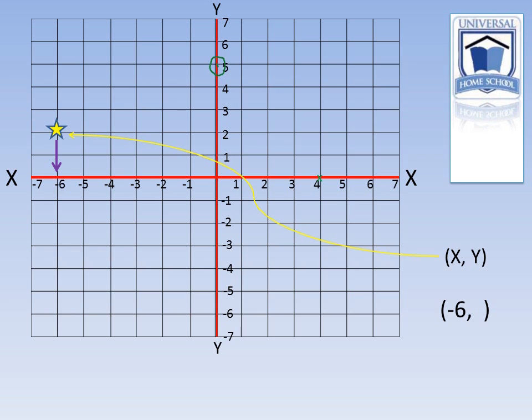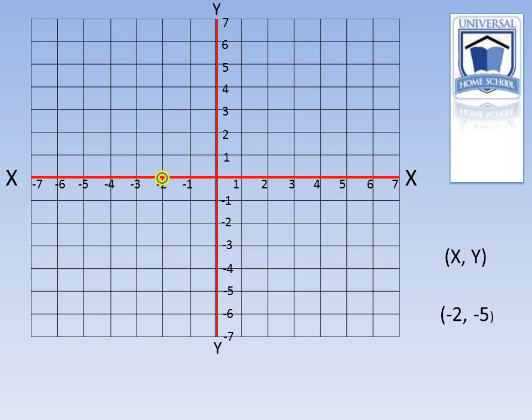Now let's look at the y value. It would be 2. Okay, because the star, it would hit on this line, it would hit it at the 2. So the coordinates for this star, this position, would be -6 and +2.